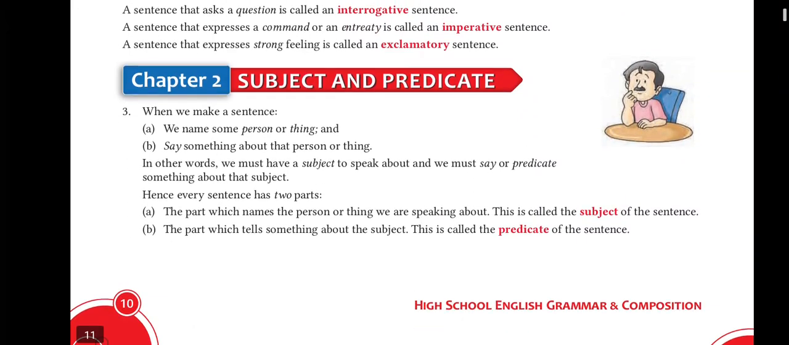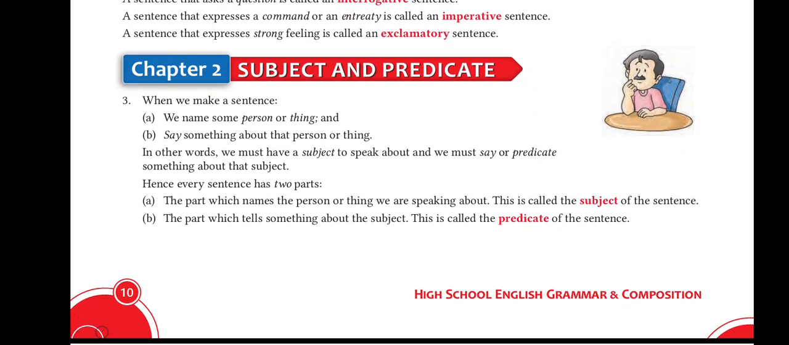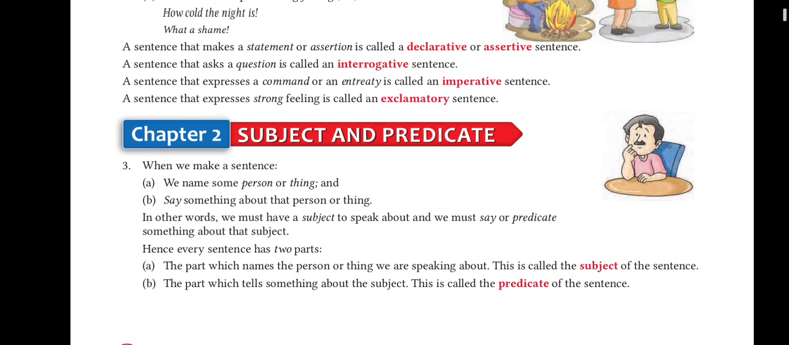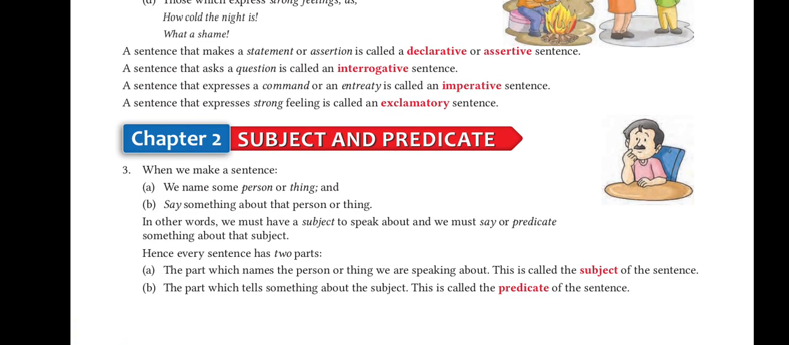What is subject and what is predicate? This is the second topic, and it is also related to the sentence. When we make a sentence, it contains two parts. One is the subject and the other is the predicate, and these are also very important in the sentence. We name some person or thing and say something about that person or thing.